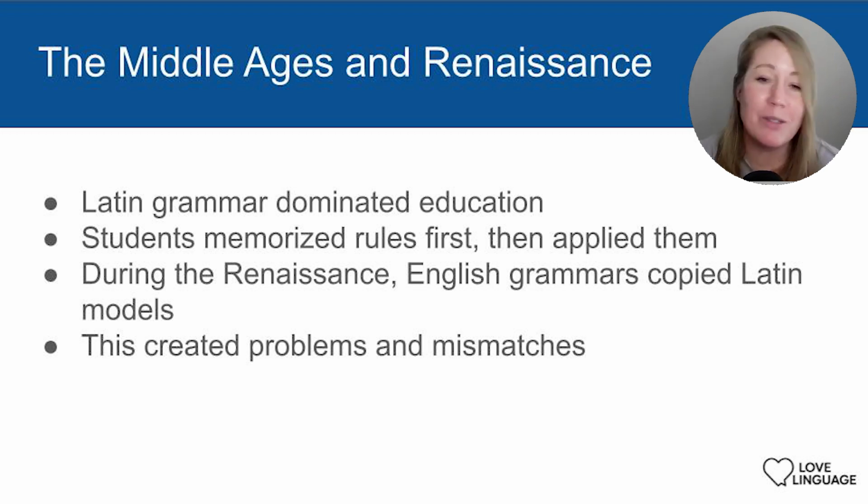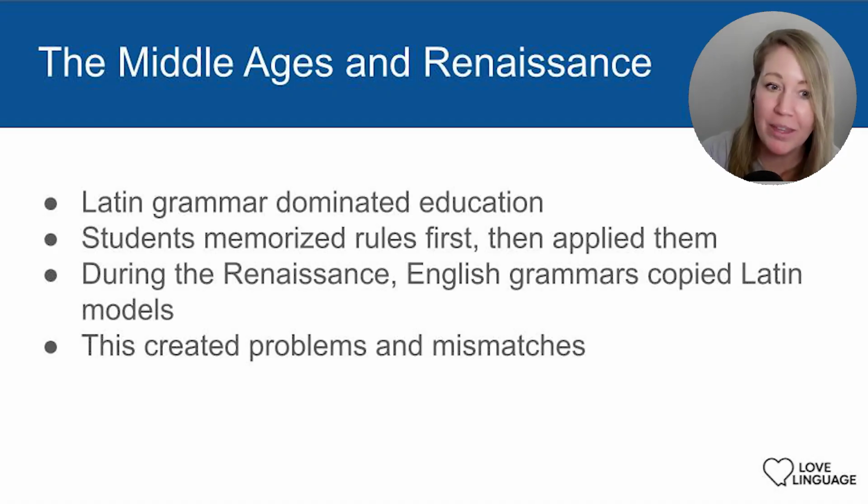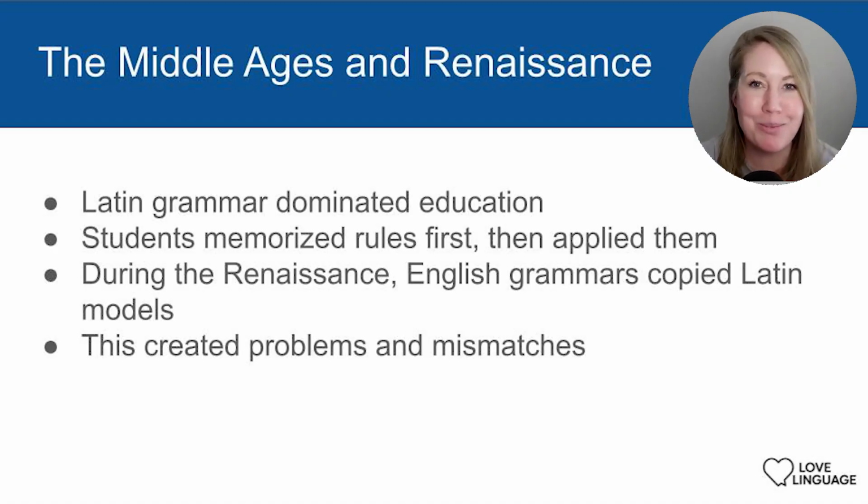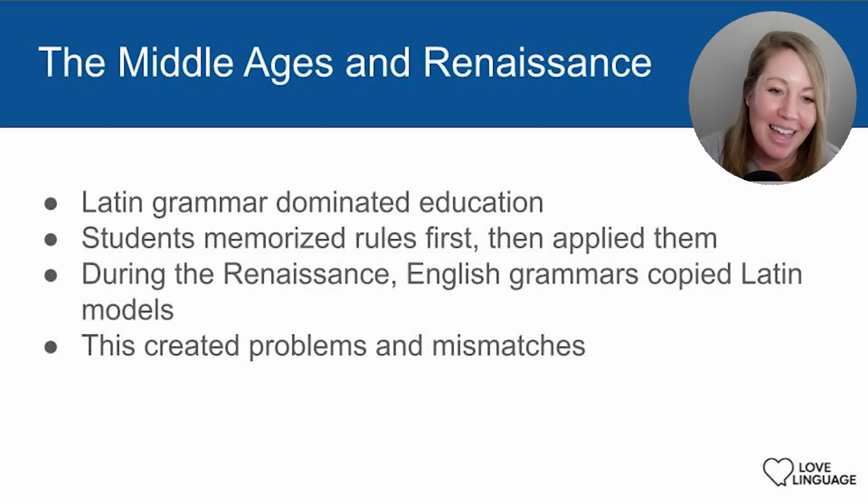During the Renaissance, when people started writing grammars for languages like English, they used Latin as the model because that's what they had been trained in. And this is where many of the problems begin, right? You're taking a system designed for one language and applying it to a completely different one. And that leads to the mismatches and the inconsistencies we see today.